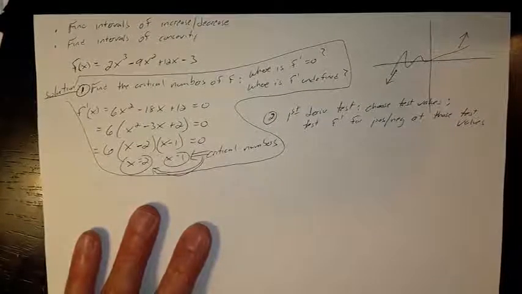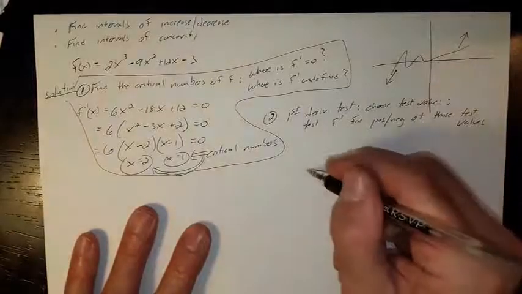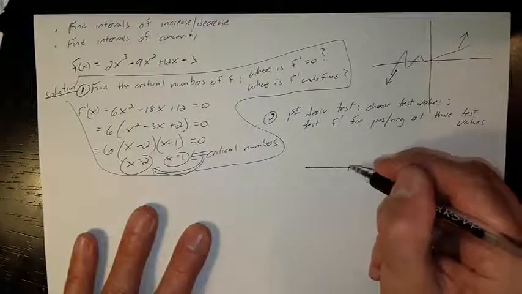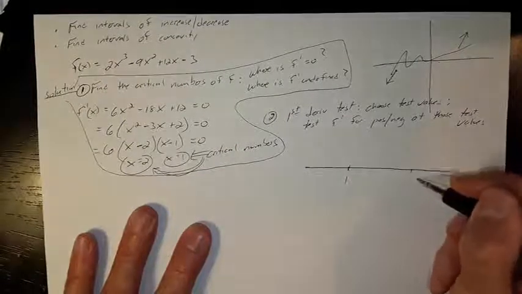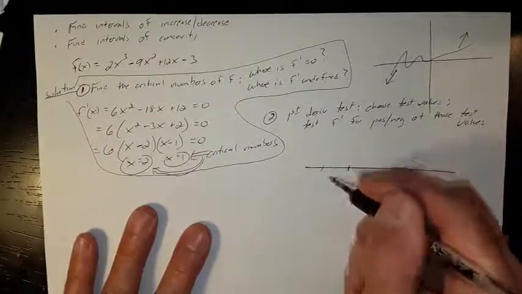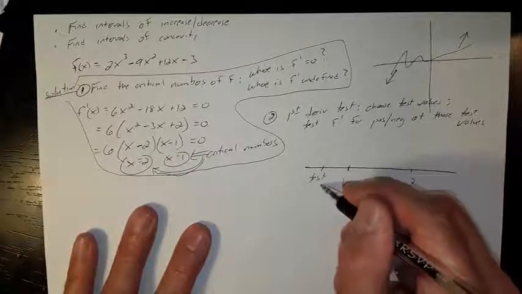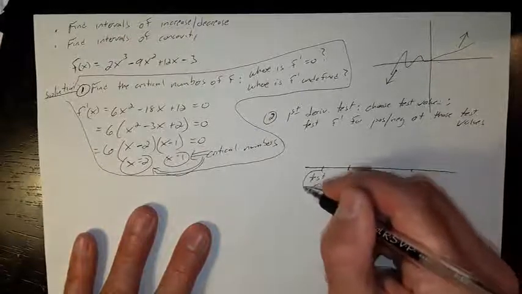So what I want to do then is get a number line, stick my critical values on there. Here's 1 and 2, my two critical values. Let's test a number to the left of 1. Something to make the arithmetic easy there, since 0 is in the domain of this thing, is choose 0.